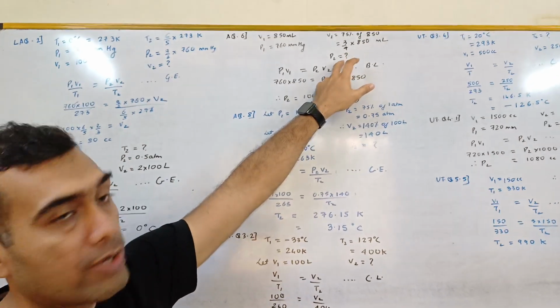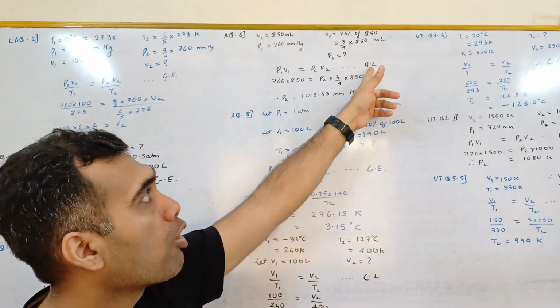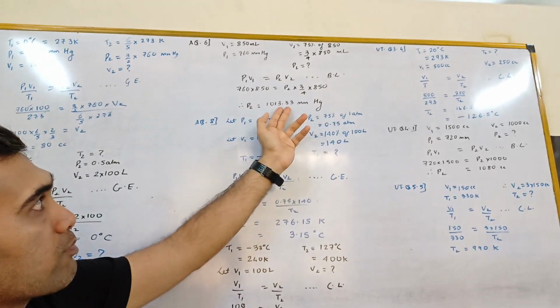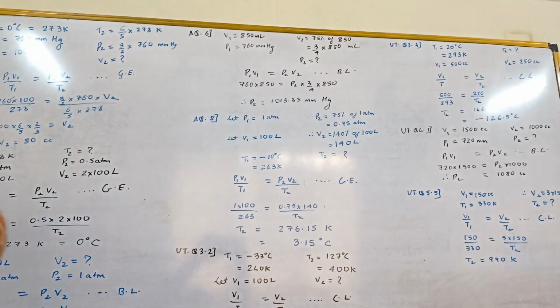So find the new pressure. Temperature is constant, so once again, Boyle's law. Substitute all the values and you get the new pressure as 1013.33 mm Hg.